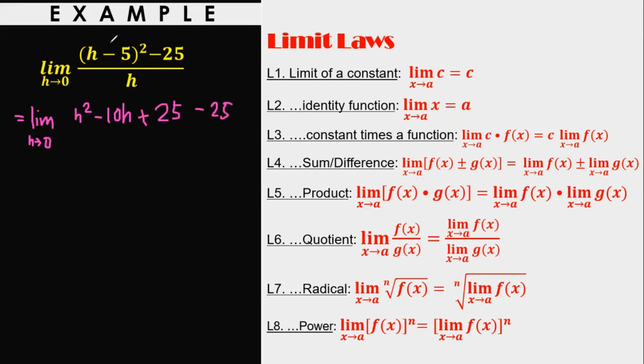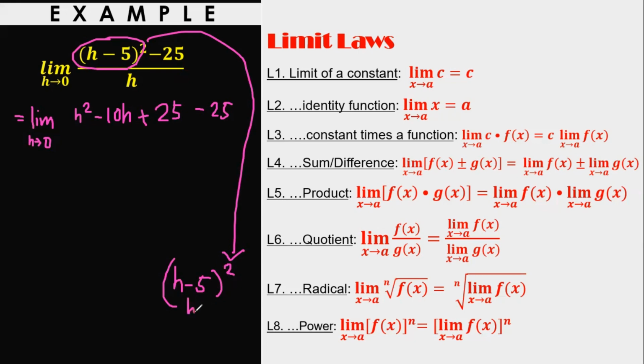Okay, because what we did is we factored out this one first. Look carefully. In the given, h minus 5 is squared, meaning h minus 5 times h minus 5. By using the FOIL method, this will become h squared minus 10h plus 25. That's why it became like this.